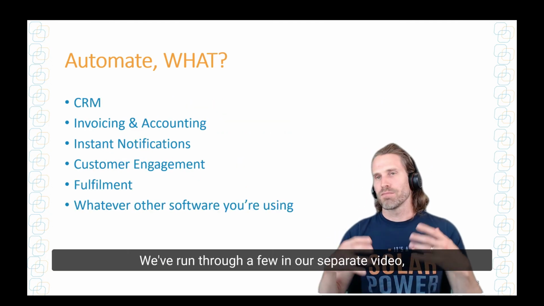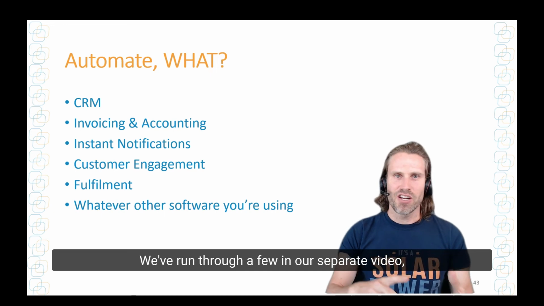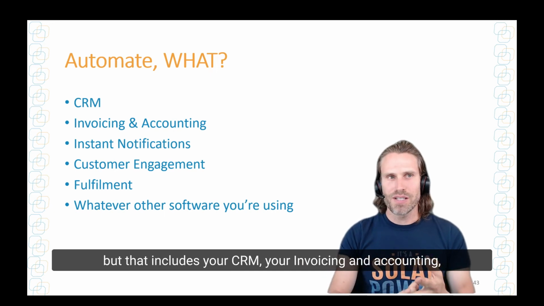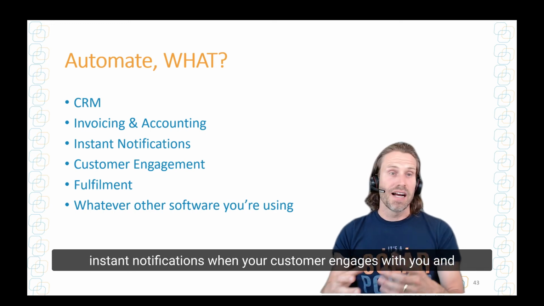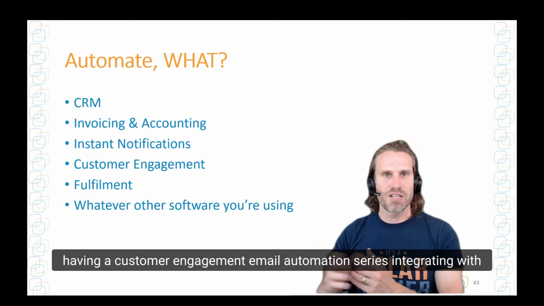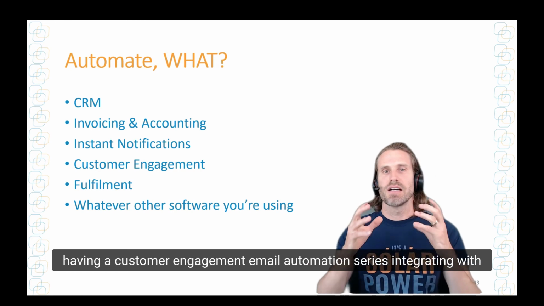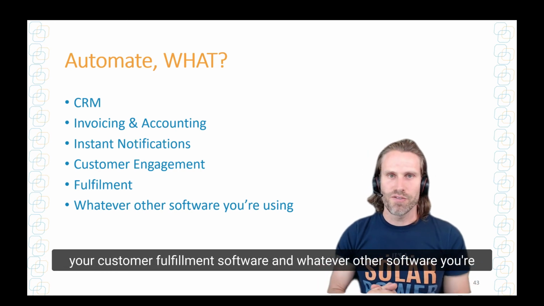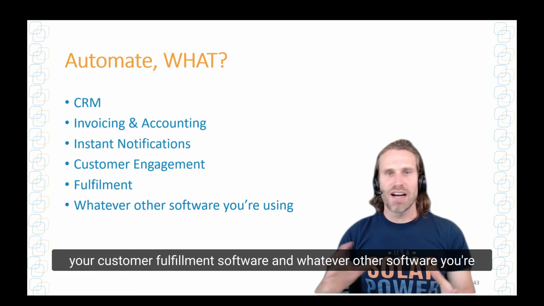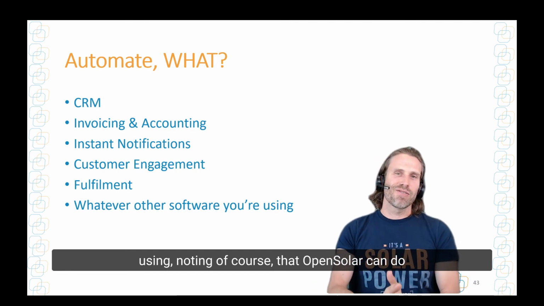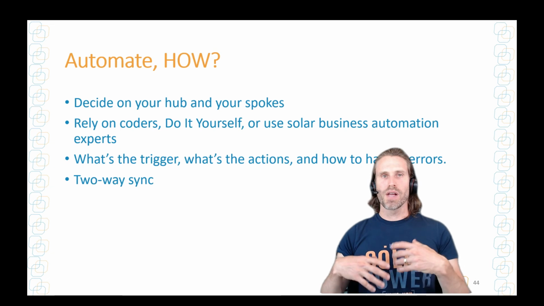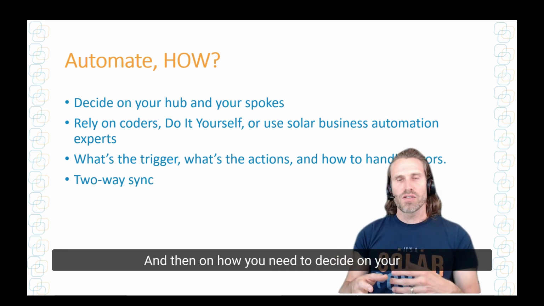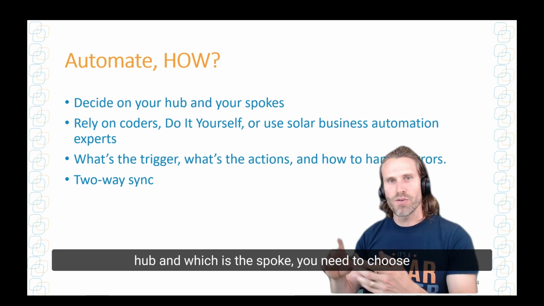What to automate? We've run through a few in our separate video, but that includes your CRM, your invoicing and accounting, instant notifications when your customer engages with you, and having a customer engagement email automation series, integrating with your customer fulfillment software and whatever other software you're using, noting of course that OpenSolar can do a lot of these for you. And then on how, you need to decide on your hub and which are your spokes.